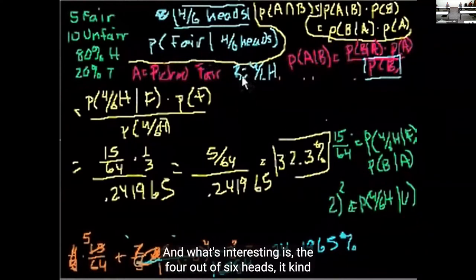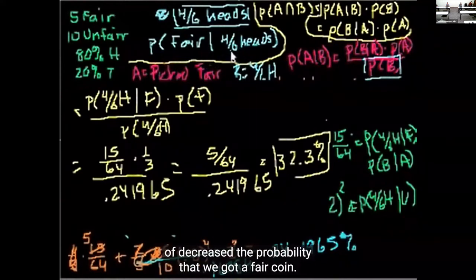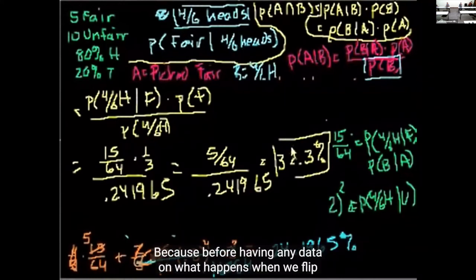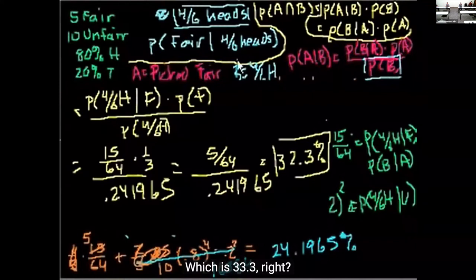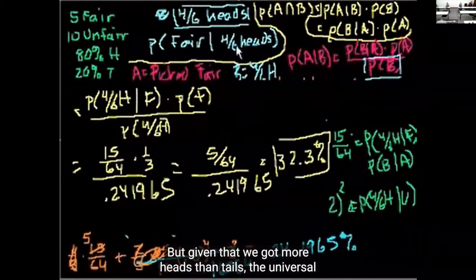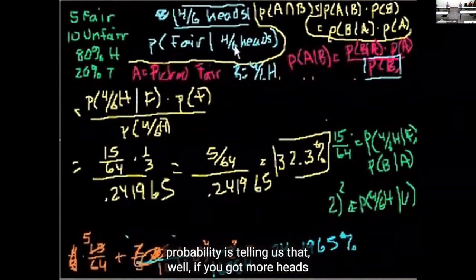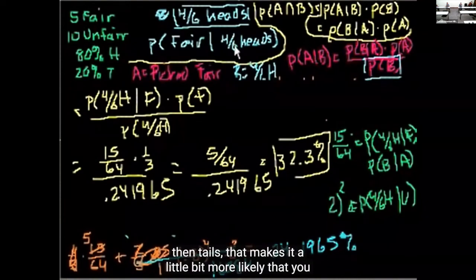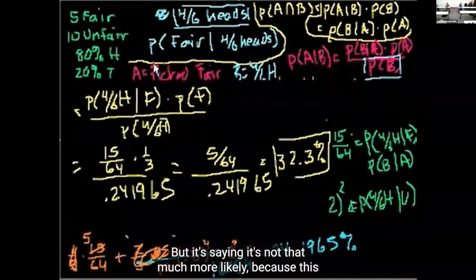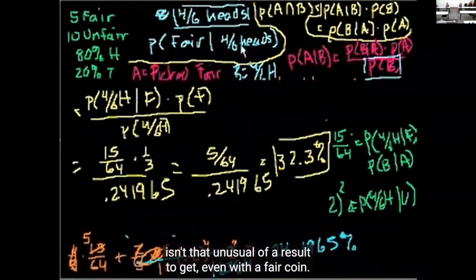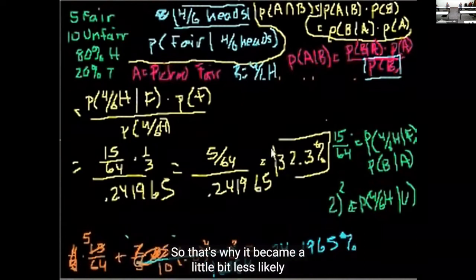And what's interesting is the 4 out of 6 heads kind of decreased the probability that we got a fair coin, right? Because before having any data on what happens with flipping, we would have a 1/3 probability, which is 33.3, right? But given that we got more heads than tails, the universe of probability is telling us that, well, if you got more heads than tails, that makes it a little bit more likely that you picked the unfair coin, which is a little bit more weighted to heads. We're saying it's not that much more likely because this isn't that unusual of a result to get even with a fair coin. And so that's why it became a little bit less likely to get a fair coin.